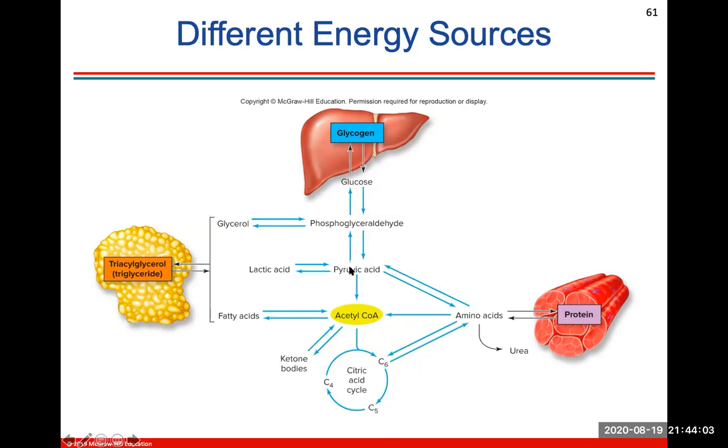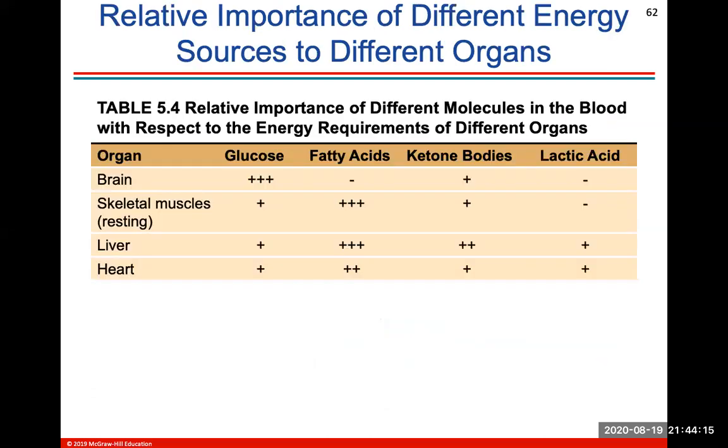And once they become pyruvic acid and acetyl-CoA, they can enter the citric acid cycle, which will eventually go on and turn into the electron transport chain, which will create energy or ATP. Here's the relative importance of different energy sources to different organs. This is an interesting table because it'll take you through the different organs and the relative importance of different molecules in the blood with respect to their energy requirements.